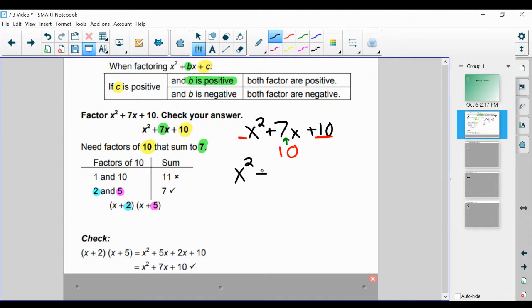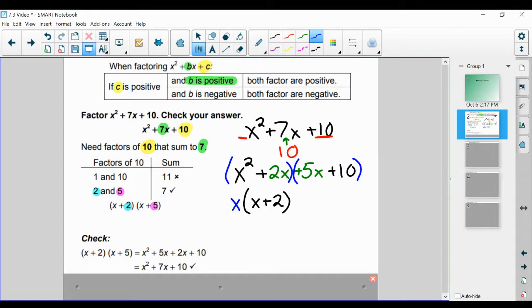So what I do is I go back and I rewrite the expression. We're going to have x squared plus 2x plus 5x plus 10. We just substituted in another way to write 7x. 2x plus 5x is indeed 7x. And now I'm going to factor by grouping. If I group these first two terms together, and then the third and fourth terms together, now we're going to factor anything out that we can. Well, in this first set, x squared plus 2x, I can factor out x. When we do that, we're left with x plus 2.